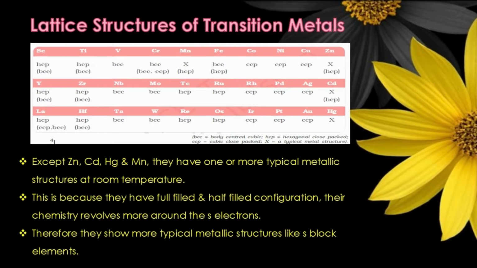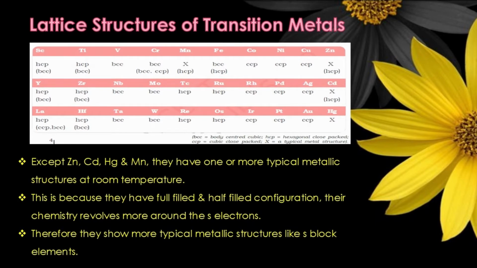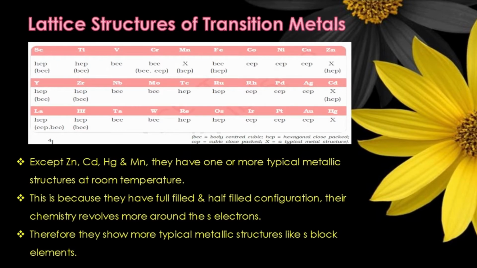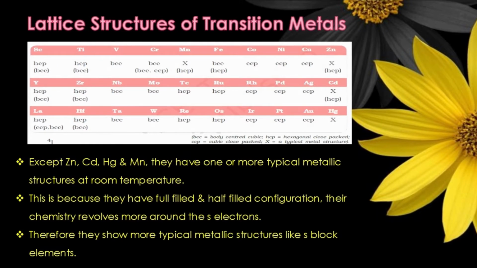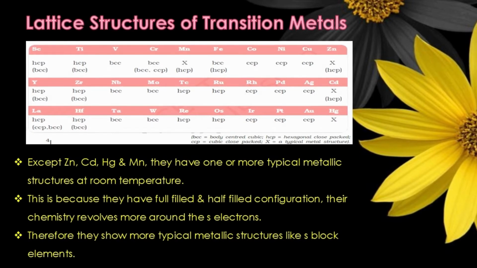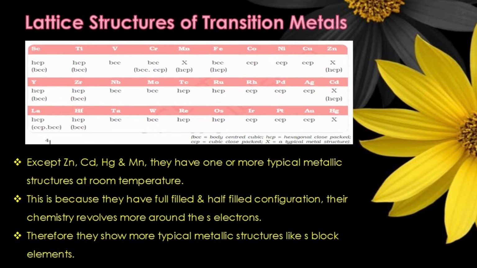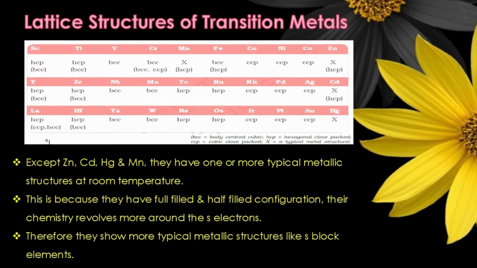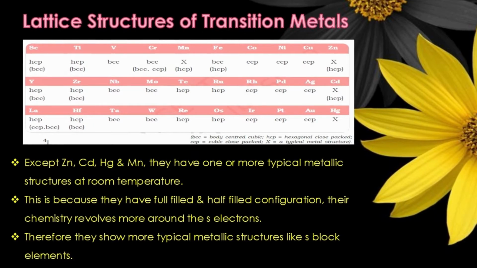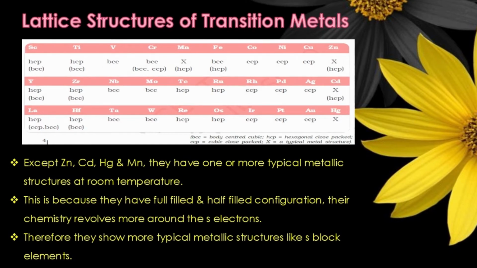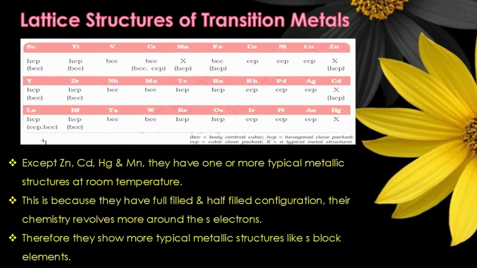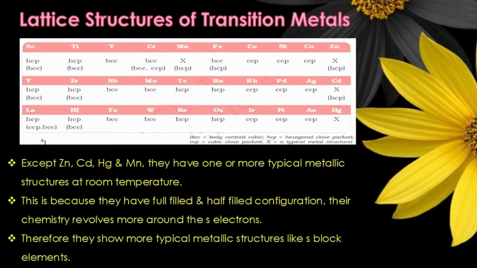Let's now discuss the lattice structures of transition metals. Most of the transition elements are hexagonal close packed, cubic close packed, or body centered cubic, which are the characteristics of true metals. Except zinc, cadmium, mercury, and manganese, they have one or more typical metallic structures at room temperature.